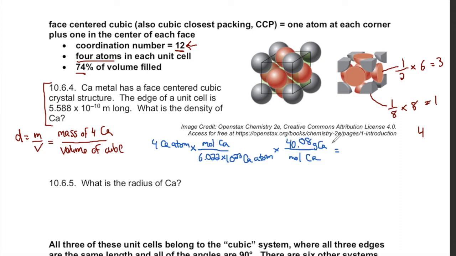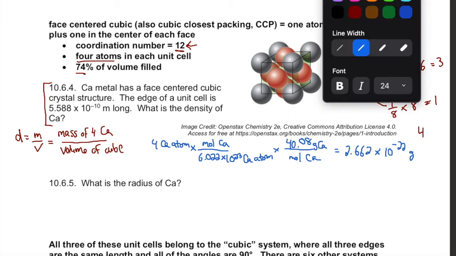So the mass of 4 calcium atoms, we can convert those 4 calcium atoms into a mole of calcium by dividing by Avogadro's number, and then we can convert those moles into grams by multiplying by the molar mass. And that is 2.662 times 10 to the minus 22 grams.